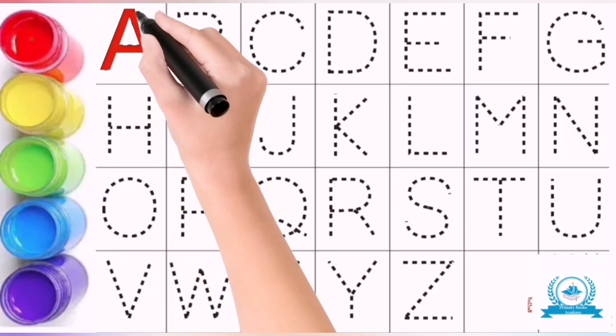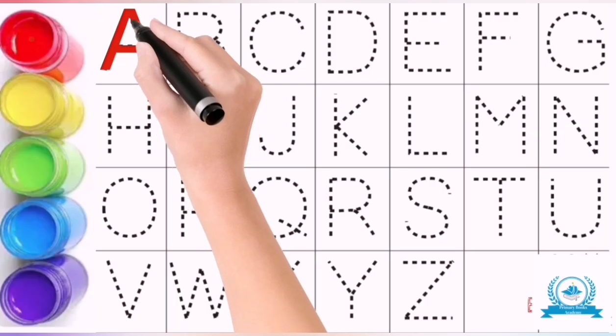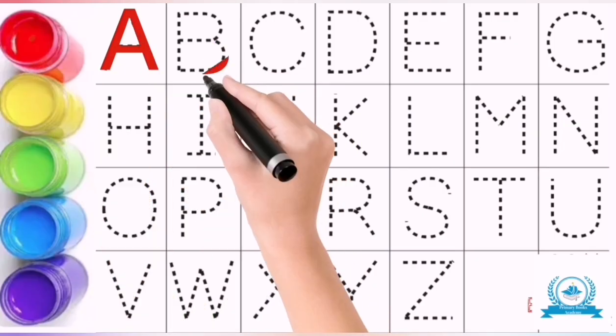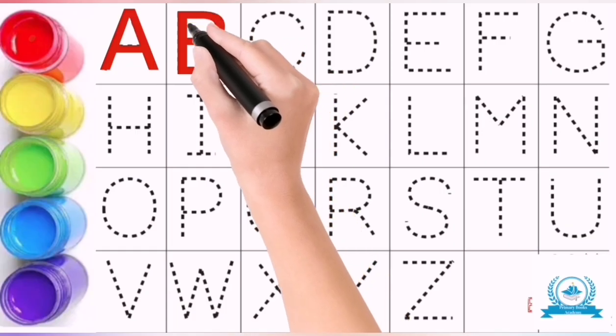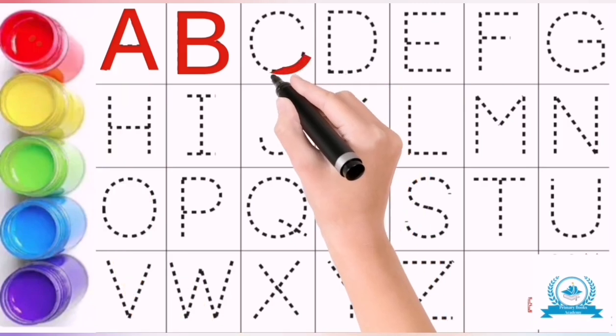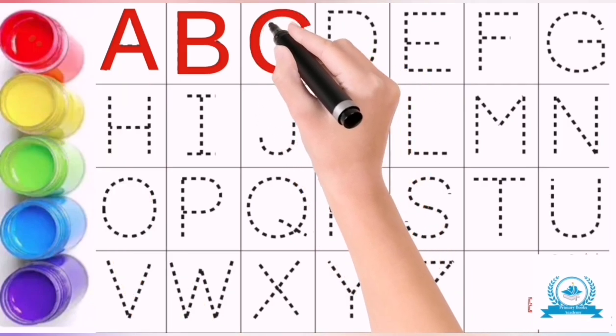Trace the A, go up and down. A, B. B is for ball, straight line, round and round. C is for cat, make a curve nice and slow.